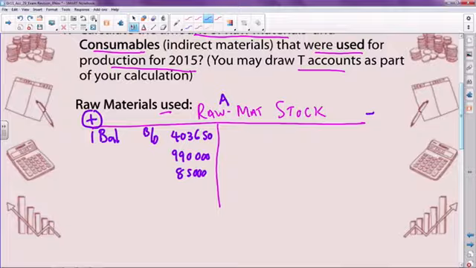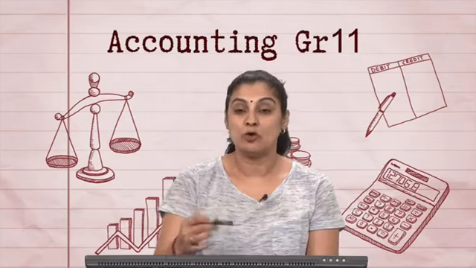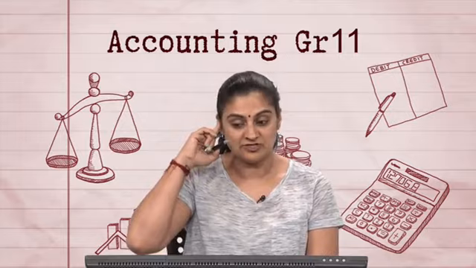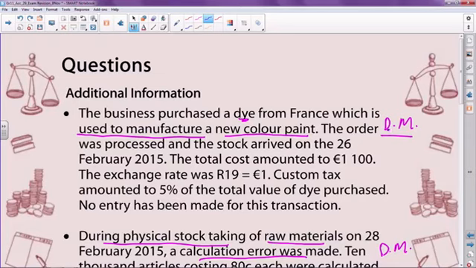Right, what else is going to go on the debit side? Let's now see whether there are any additional entries that were not taken into account. So let's go to our additional information, and the very first bit of additional information affects the direct materials used. So let's now read this information carefully. The business purchased a dye from France, which is used to manufacture a new color paint. The order was processed and the stock arrived on the 26th of February 2015. Right, I hope you guys got this part already.